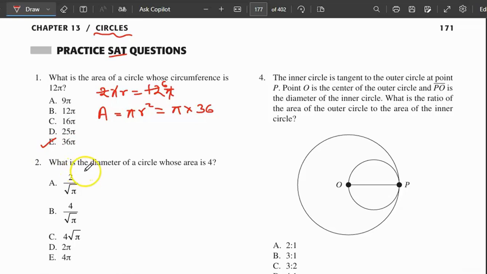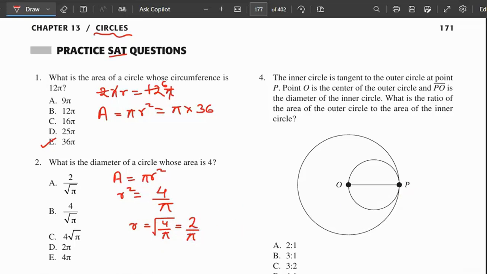Now second question, what is the diameter of a circle whose area is 4? So area is again pi into radius square. So radius square is going to be area, that is 4 divided by pi. So radius is coming as under root 4 upon pi. Now we'll just split the under root, root 4 upon root pi. Root 4 is 2 upon root pi.